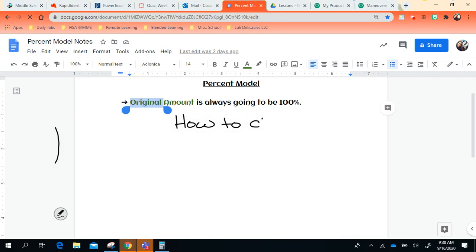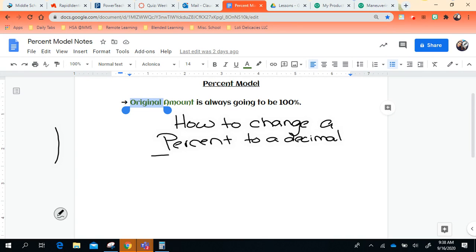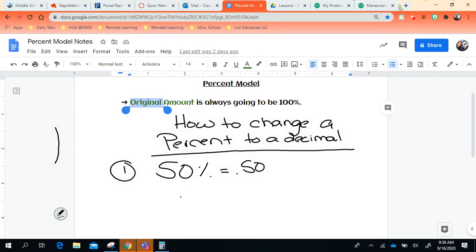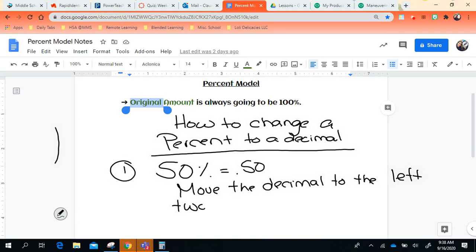How to change a percent to a decimal. So there are 2 ways, and we wouldn't be able to move on if you don't know how to do at least one of the 2. So one way, so my example would be 50% equals 0.50. You move the decimal to the left 2 times.